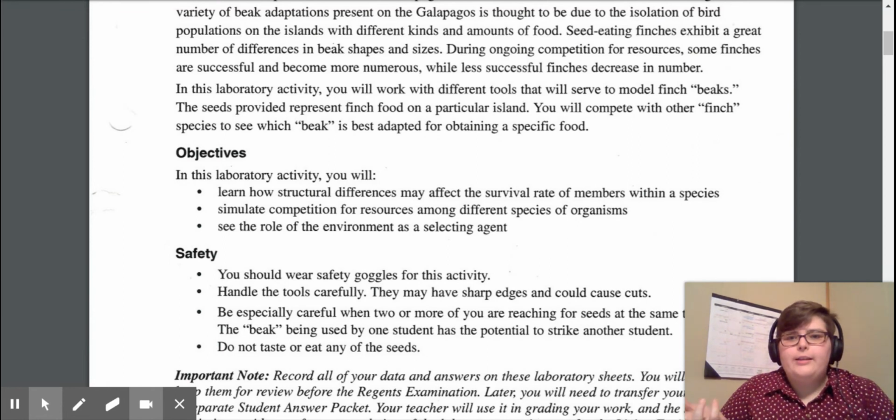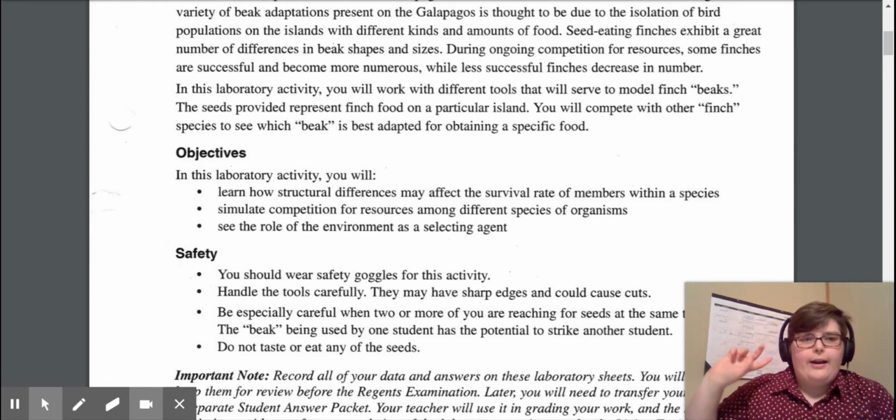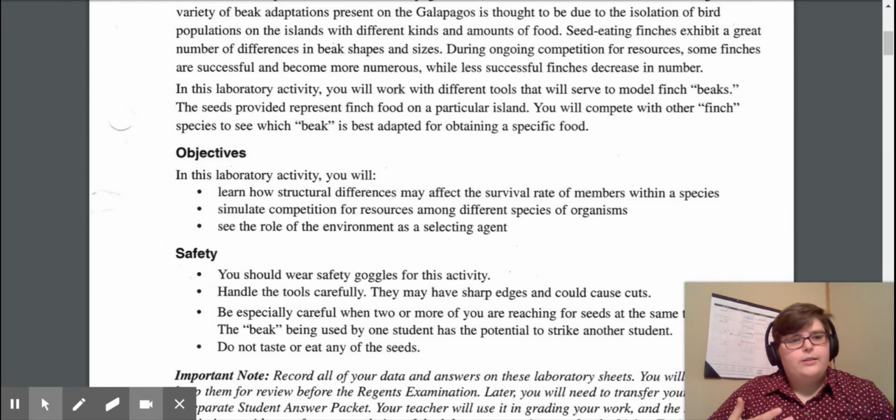And finally, see the role of the environment as a selecting agent. So we talked about selecting agents a couple of slides back. So exactly what does that mean? We're going to explore that a little bit further in this lab.